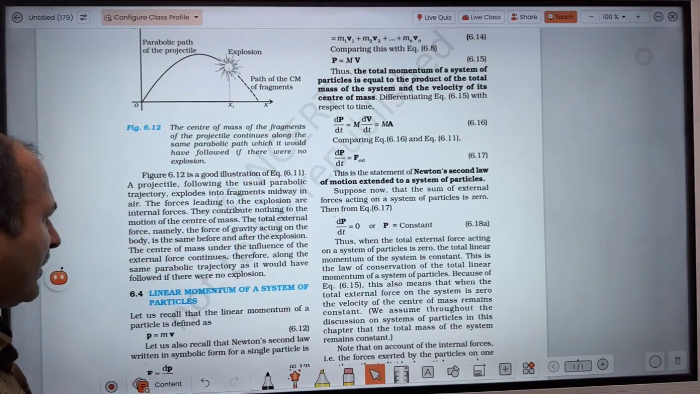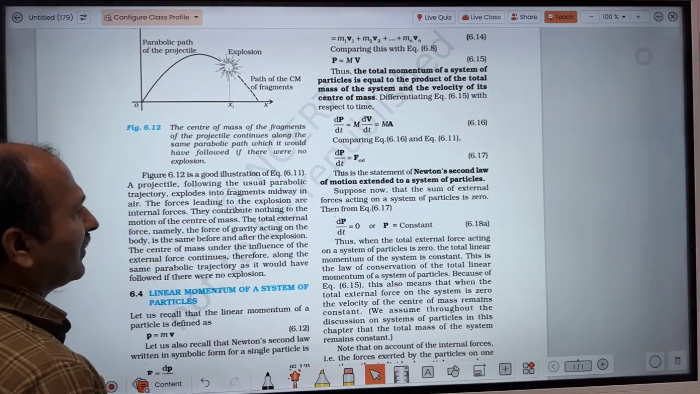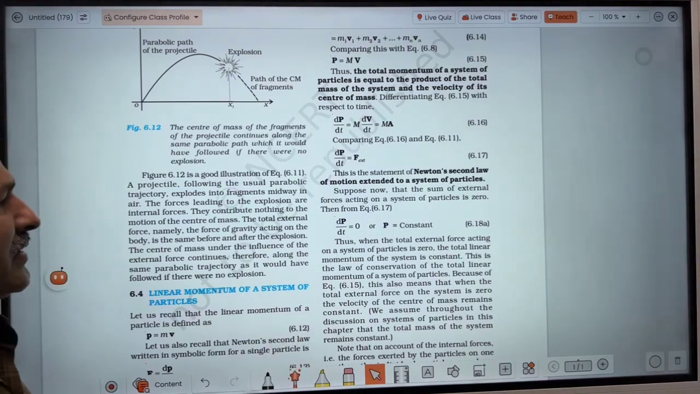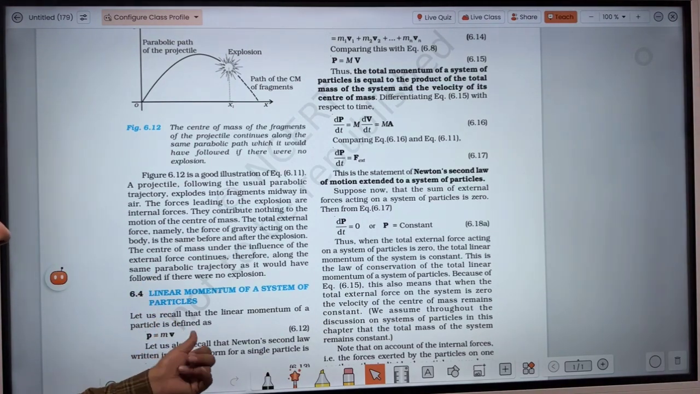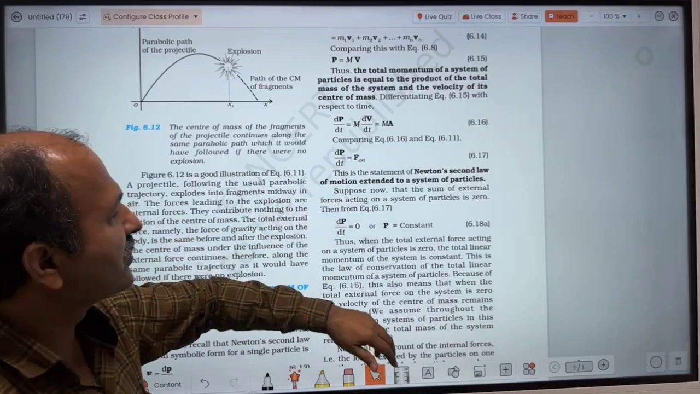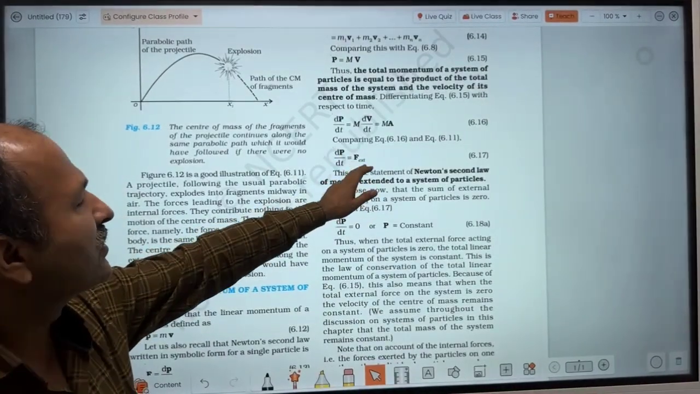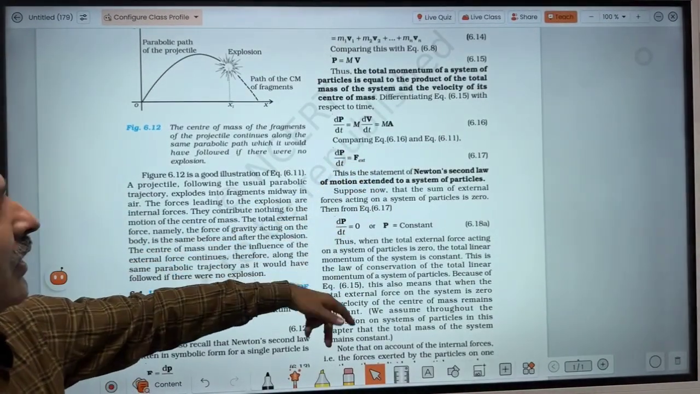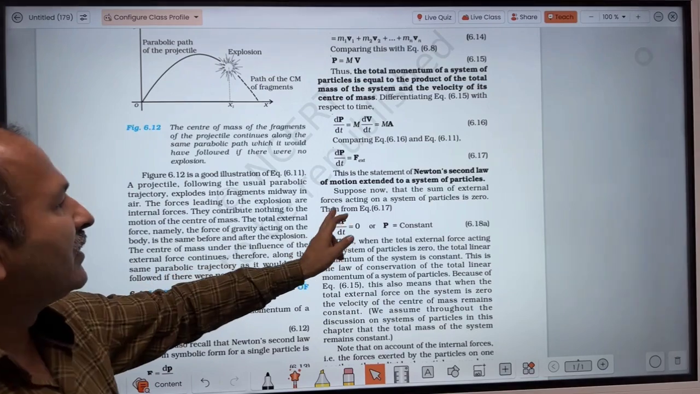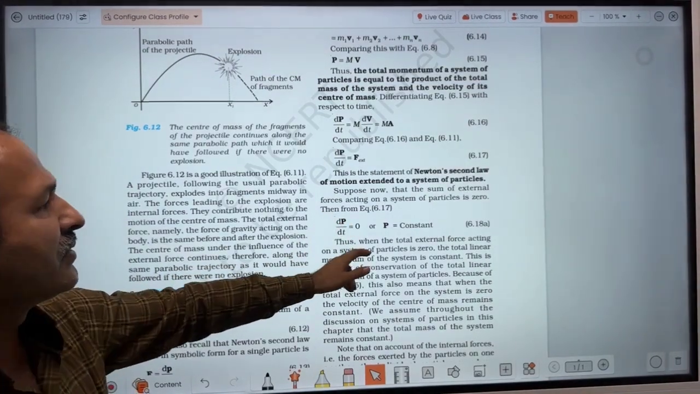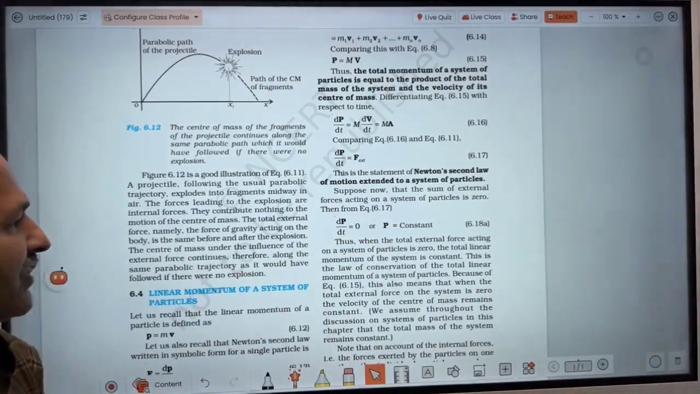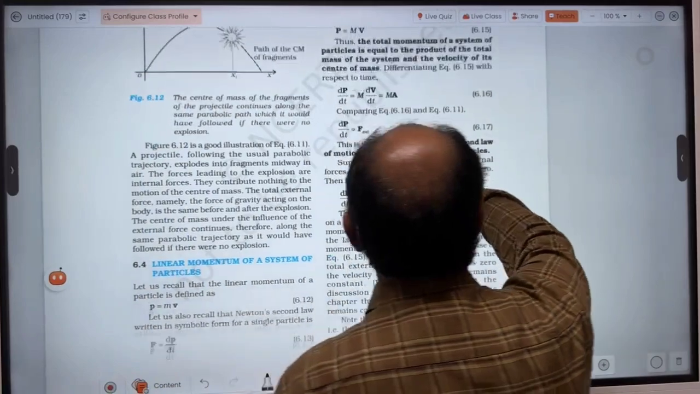Now see the situation when linear momentum remains conserved. It will happen only when the external force is 0. If the external force is 0, then dp upon dt will become 0, and since the derivative of any constant is 0, that is why p remains constant. The same thing is stated here.